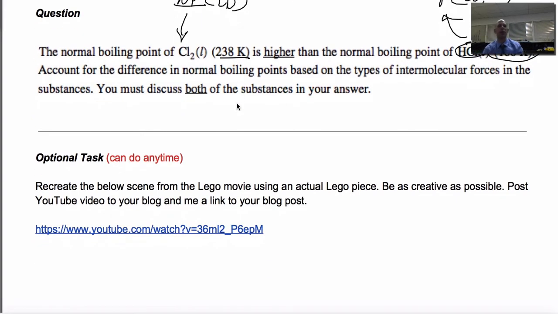For that optional task, kind of silly, I want you to try and recreate that scene in the Lego movie. Now, you don't need to get ridiculous about it. All I need you to do in this case is get a Lego man and see if it works and set it up. And send me a YouTube video of it. I think that'd be really funny.